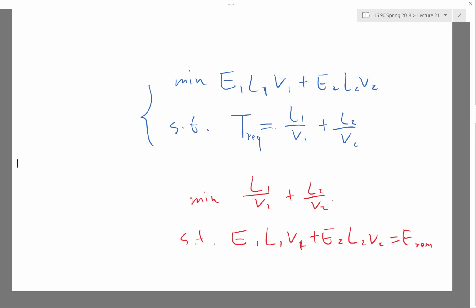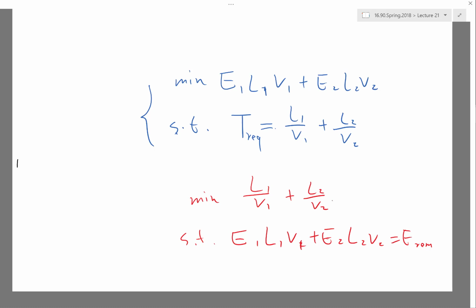But if you think of it, if you actually get a solution that is less, it means that you can probably further increase the velocity of either V1 or V2 and get home faster. That means that could not be a solution to the problem.